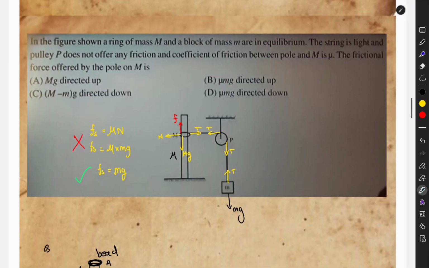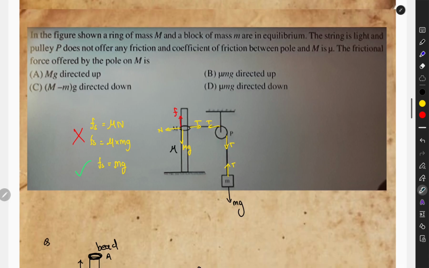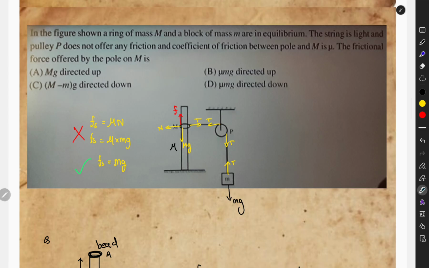So next we have a good question. In the figure shown, a mass m and a block of mass M is in equilibrium, the string is light and pulley P does not offer any friction, and coefficient of friction between the block and M is mu. The friction force offered by the block on M is? So basically, normal force is in this direction, you can see all the forces which are acting, which have been already marked. So in this case fs is mu N, and fs is equal to mu multiplied by mg, right?